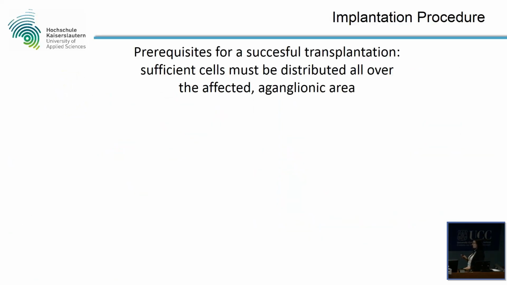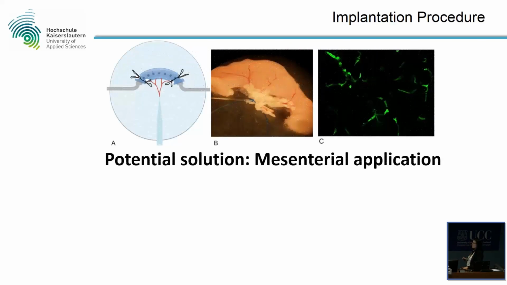Okay, but when we want to use our nanoparticle labeled neurospheres, for example, for the treatment of some ganglionic disorder or some aganglionic area, like for example in Hirschsprung's disease, it has to be ensured that the neurospheres are distributed all over this aganglionic area, and therefore the mesenteric perfusion with the particles could be a possible approach.